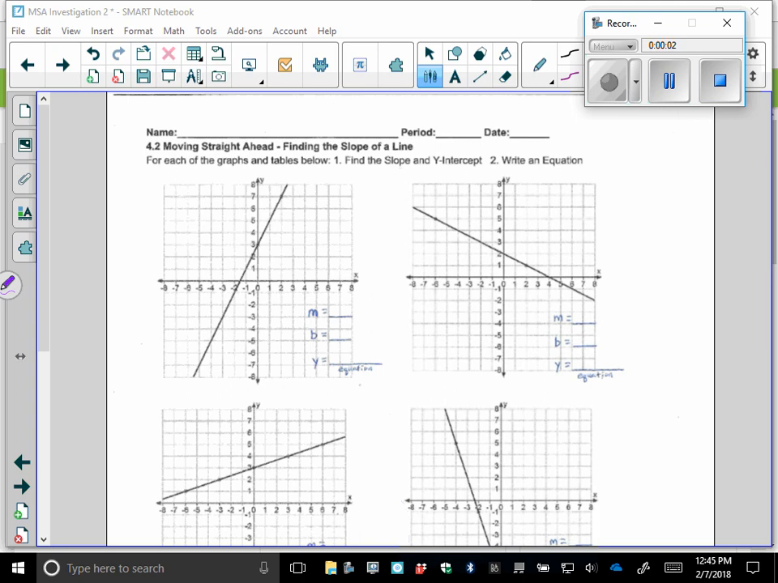We're going to go through this worksheet in class today, and I'm just doing a summary answer key. So for anybody that's been absent or just needs to hear it one more time, you can play this at your own pace. For each of these problems, we're trying to find the slope of the line and the y-intercept, and then we're going to write an equation.